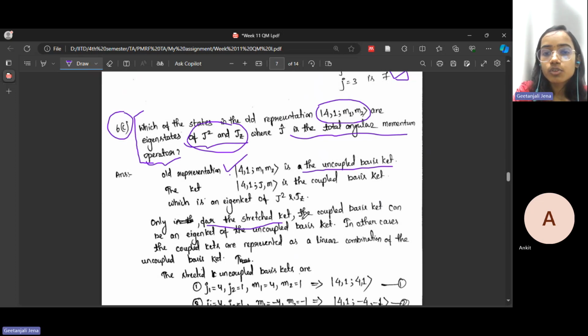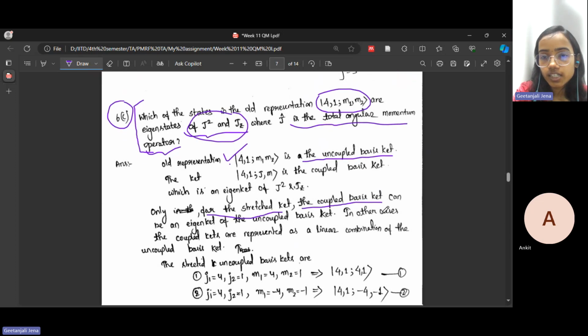Okay, so if you have to find out the stretched states, I have written the same here. Like I have told you, in other cases the coupled states are represented by linear combinations of uncoupled basis states. Like if you recall in the lecture, the up and down spin state in the coupled state is related to a linear combination of down-up and up-down.